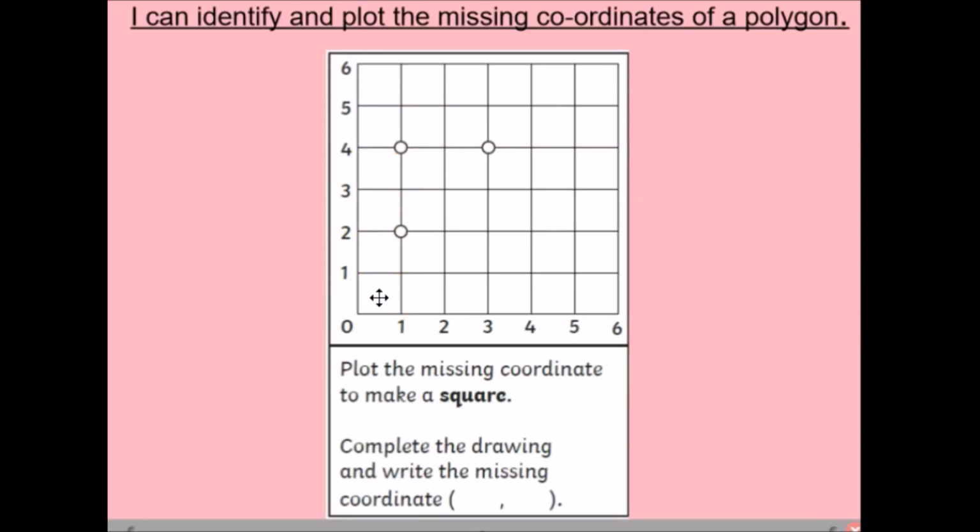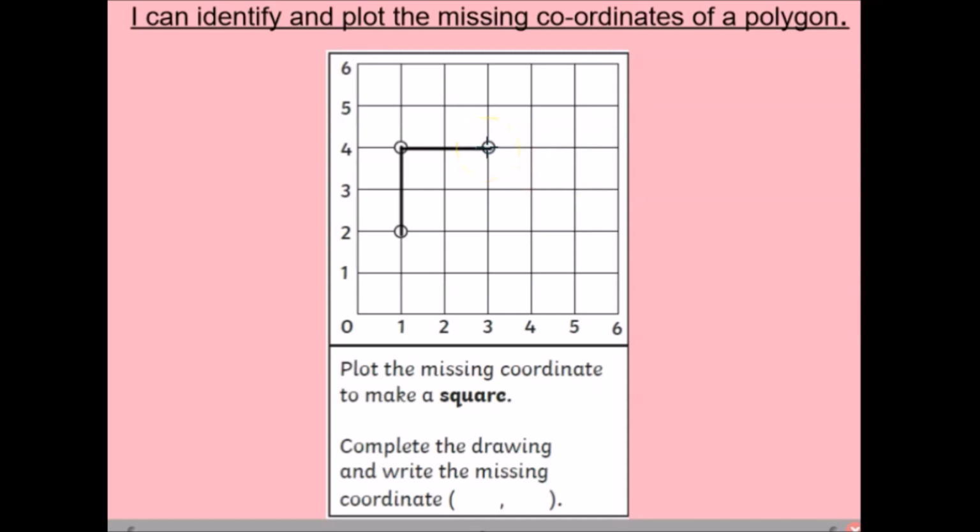I'm just going to have a look at my grid now, and I'm going to try and visualize what that square will look like. And visualization in mathematics is a really, really important skill. I think I know where my last point's going to go, but I'm going to now get my line tool and draw some lines to join each point. So I'm going to join this point here, and then I'm going to go and join this point here, and I can now really clearly see the 2 sides of my square.